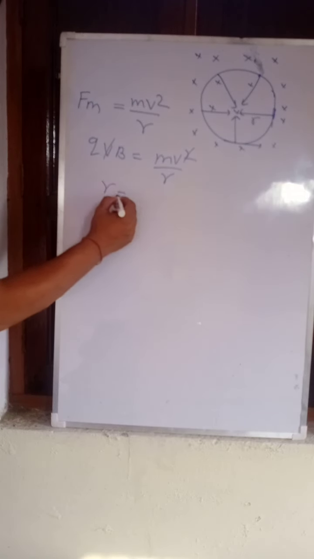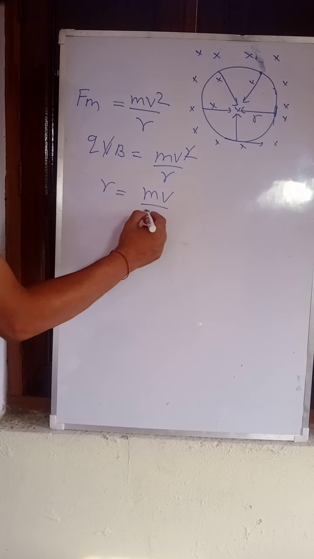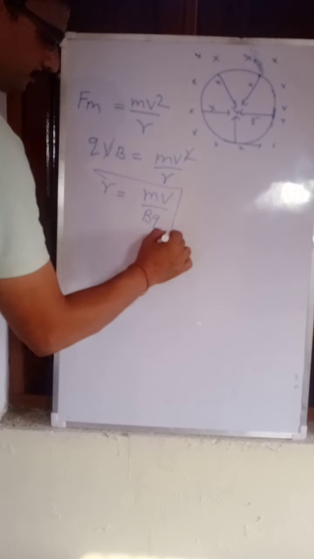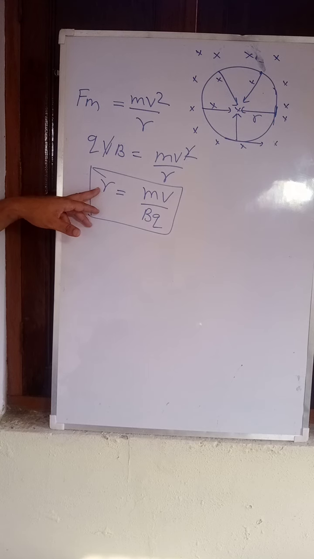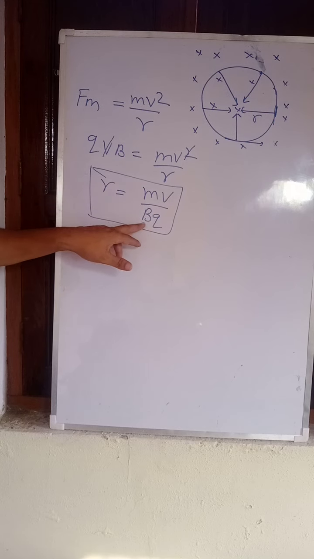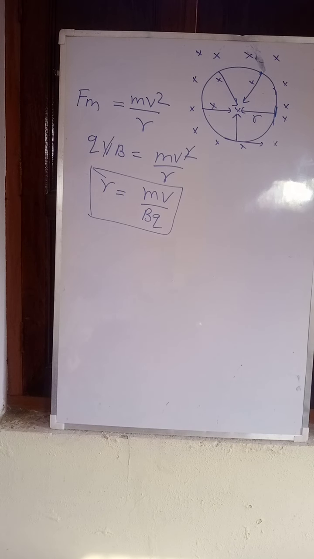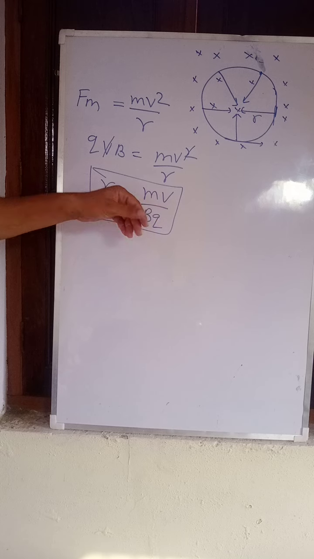v will be cancelled. We can easily find the radius of the path, mv by Bq. This is the radius of the path performed by the charged particle in a uniform magnetic field. Radius of the path depends on four physical quantities. First, the mass of the particle. If the particle is heavy, the radius will be greater. If the charged particle is light, the radius will be less.